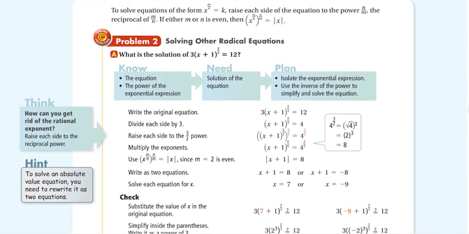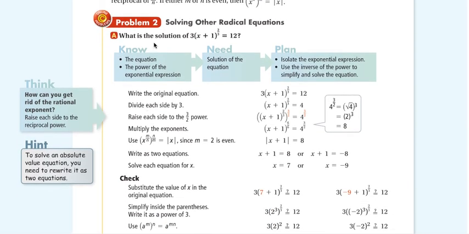Let's look at problem number 2. Problem 2, solving other radical equations. What is the solution of 3 times the quantity x plus 1 to the exponent of 2 over 3 equals 12? What do you know? You know the equation, you know the power of the exponential expression, which is 2 over 3, and you need to solve it to find the solution for x. What's our plan? Isolate the exponential expression, use the inverse of the power to simplify and solve the equation.